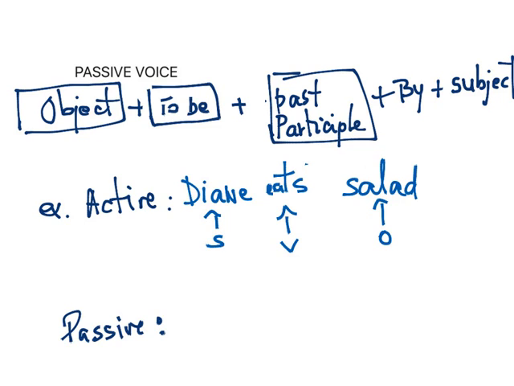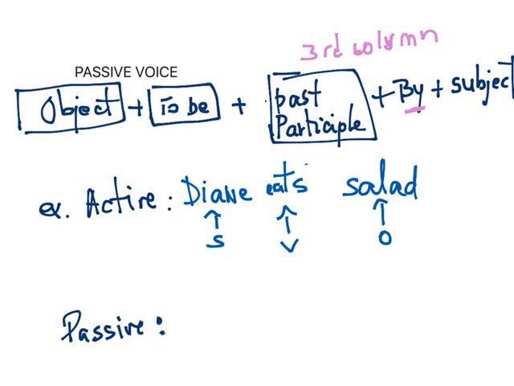Now, talking seriously about passive voice, we need to bear in mind the structure that is as follows. Object plus the verb to be plus past participle of the verb, what we called in English class the third column, and this is all followed by the particle by plus the subject.